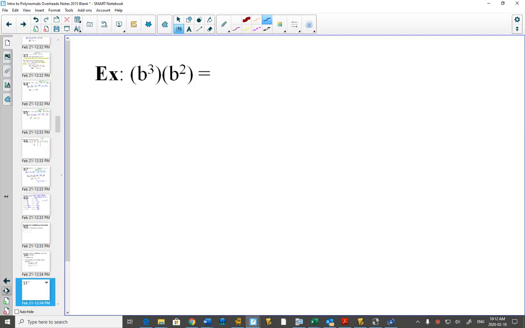Okay, b cubed times b squared. Get an answer in your head. Don't blurt it out. Think about repeated multiplication. Did you get b to the 5?